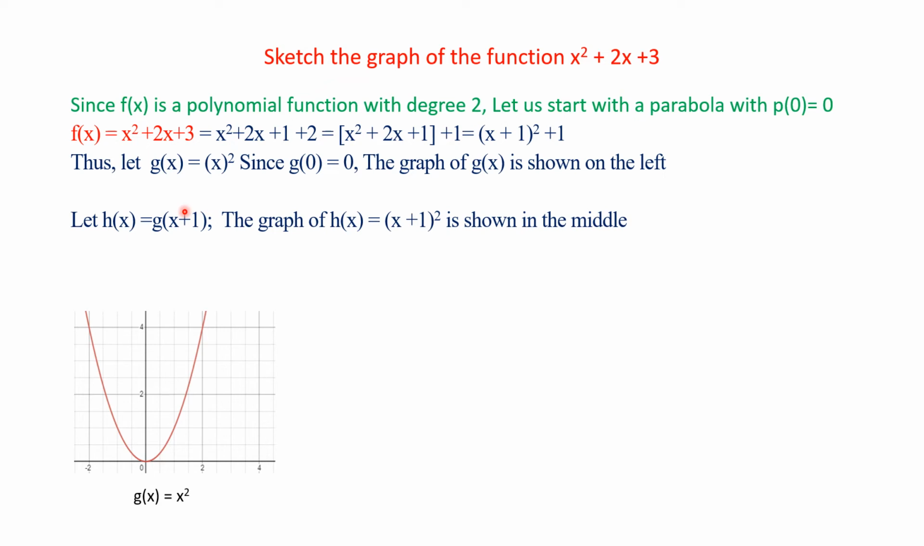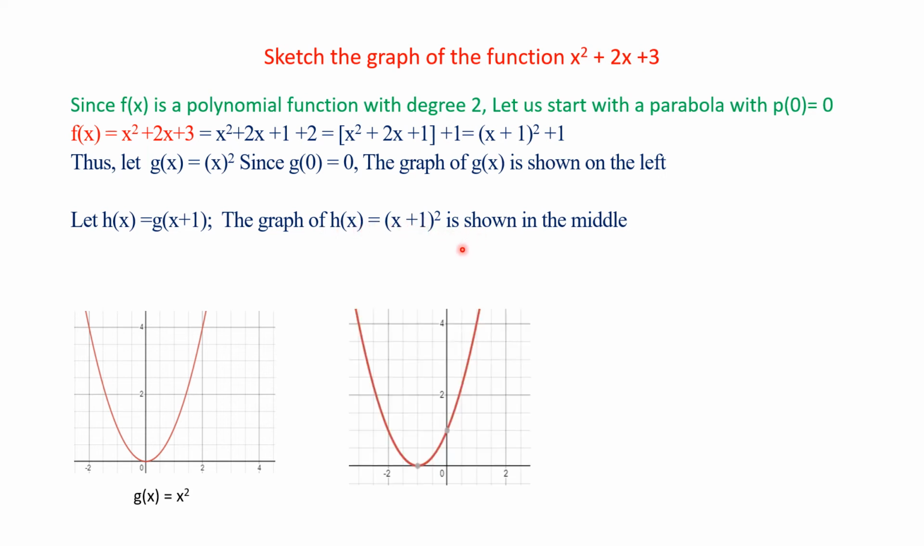In the next step, we're going to introduce a function h of x, which is equal to g of x plus 1 instead of g of x. And when we add 1, that means we want to shift the parabola to the left by 1. So the graph of h of x equal to (x plus 1) squared is shown in the middle, which is right here. Like we said, we just take this graph and shift it to the left 1 point, and that's why its center now is at -1, not at 0. So this is the middle graph.